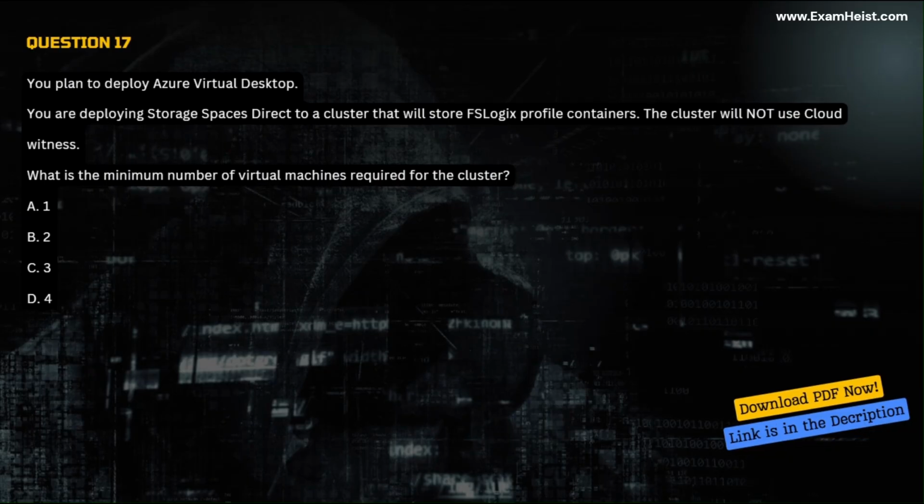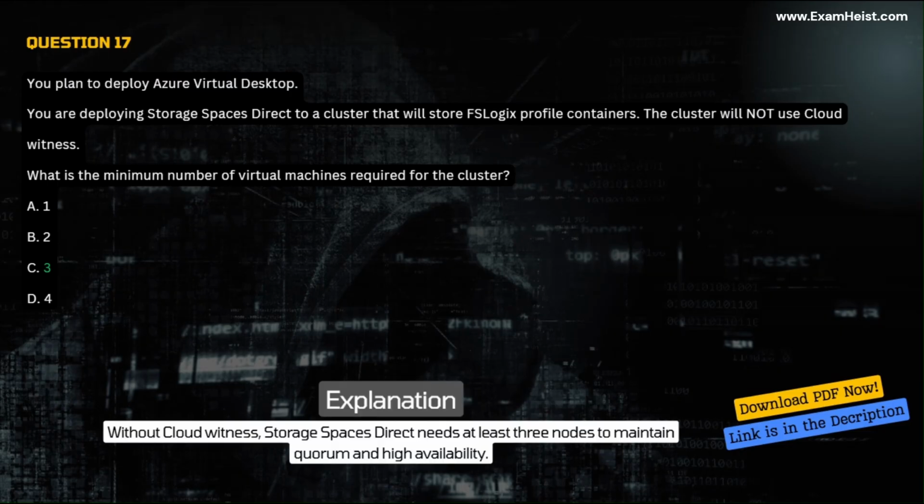Question 17. You plan to deploy Azure Virtual Desktop. You are deploying Storage Spaces Direct to a cluster that will store FSLogix profile containers. The cluster will not use Cloud Witness. What is the minimum number of virtual machines required for the cluster? A. 1. B. 2. C. 3. D. 4. Correct answer C. 3. Explanation: without Cloud Witness, Storage Spaces Direct needs at least 3 nodes to maintain quorum and high availability.